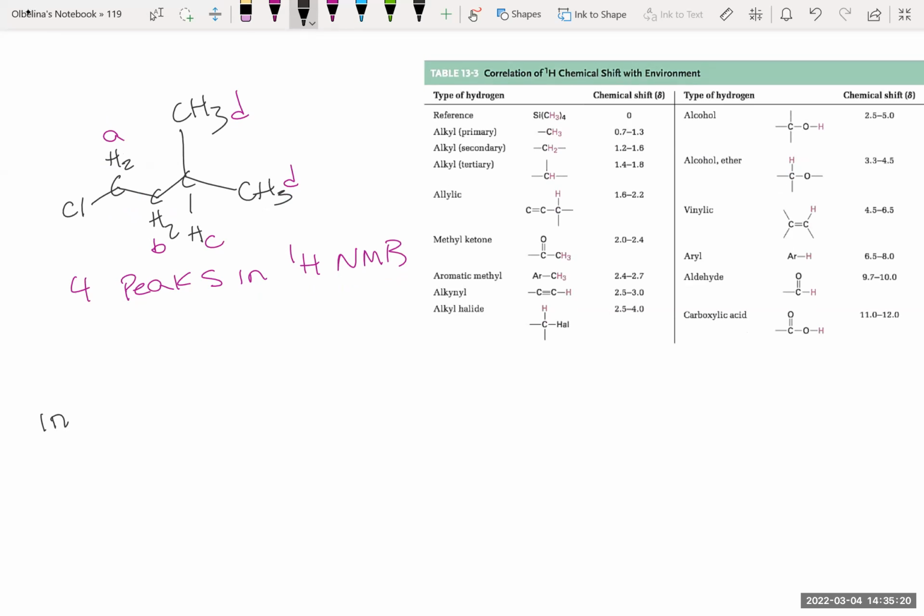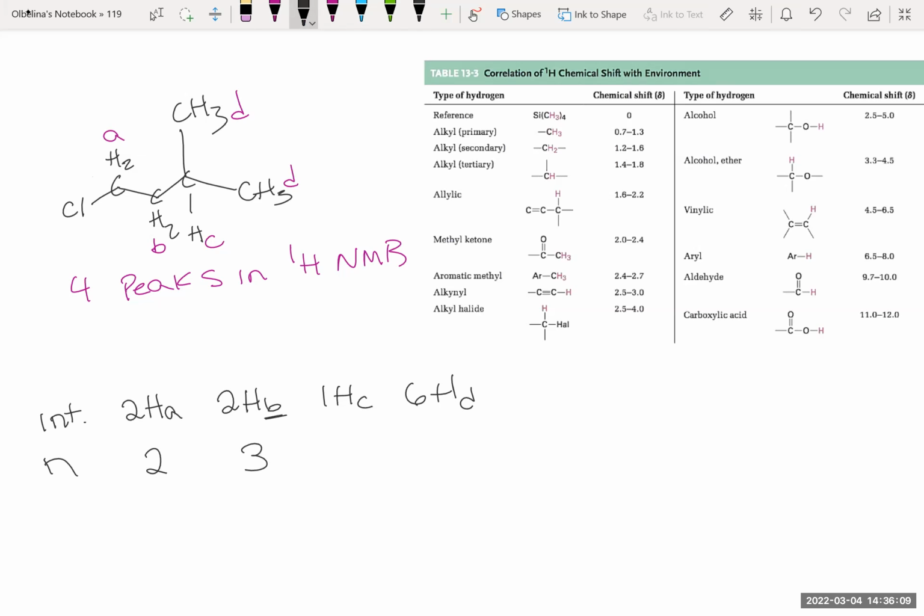So then I might start making a table with the integrations that I expect for the peaks. The peak for HA should have an integration of two, because there are two HAs, there are two HBs, there is one HC, and then there are six HDs. The next thing I might do, and again, my goal here is to draw a spectrum, is to think about the number of neighbors that each one of those sets of hydrogens have. So HA has two neighbors, the HBs. HB have HA for neighbors, and then HC.